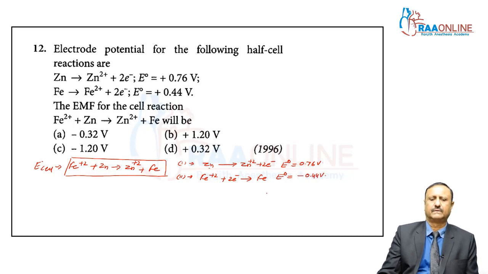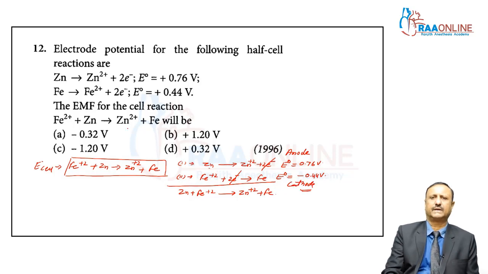It is obtained as minus 0.44 volt. Now my dear students, when you add these, you get the Zn, and these are simply cancelled with each other. Fe plus 2 to give Zn plus Fe. Here my dear students, this acts as an anode and this acts as a cathode.